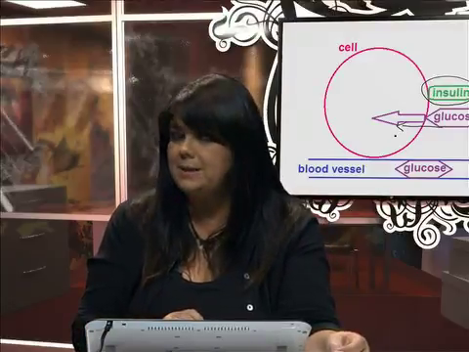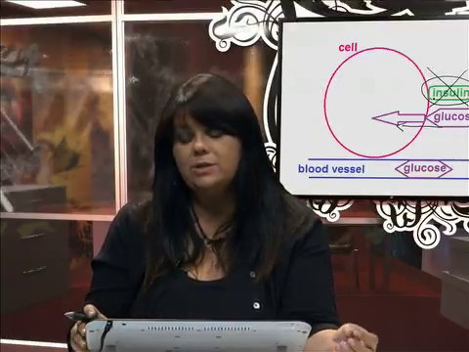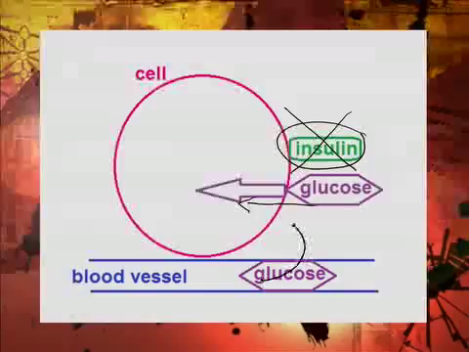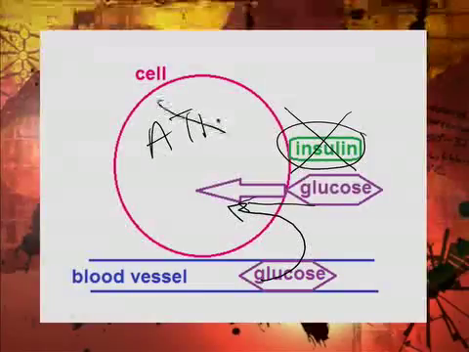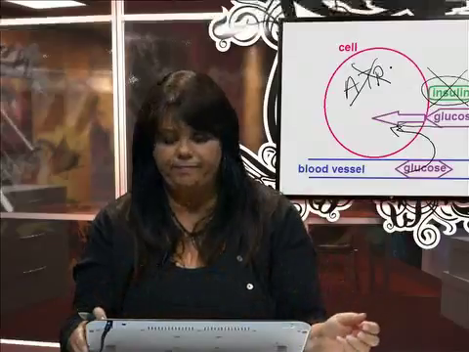If you are a type 1 diabetic, you do not have insulin, and so it won't allow the glucose to move from the blood into the cell. And so what happens is, therefore, you can't make ATP. And in order to get that energy, your cell starts to break itself down.